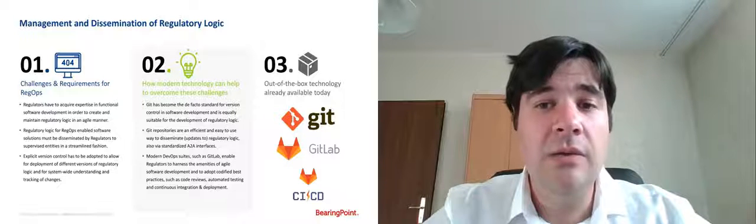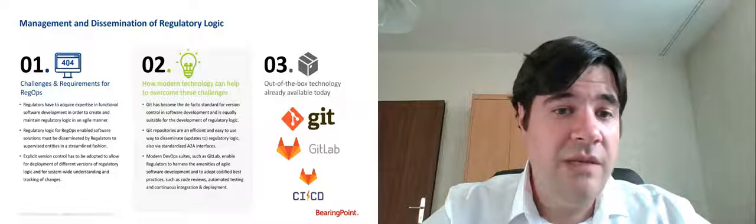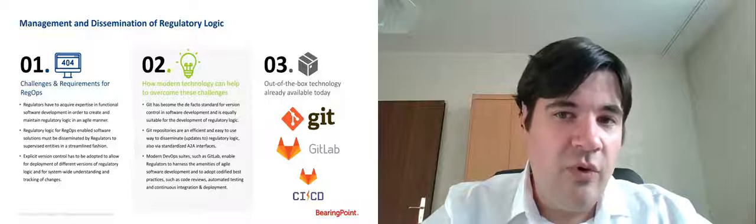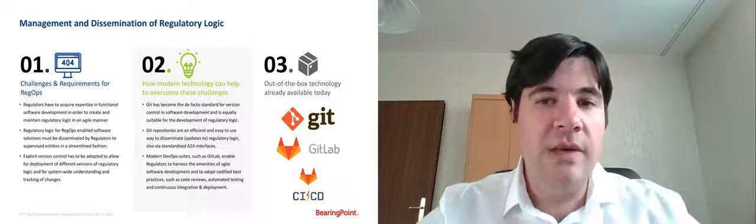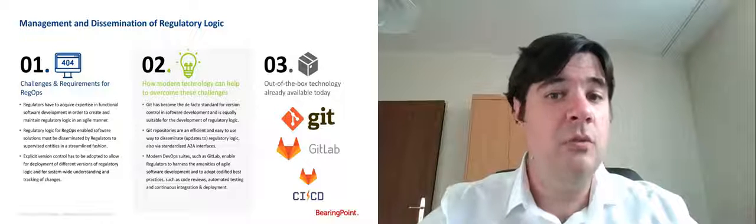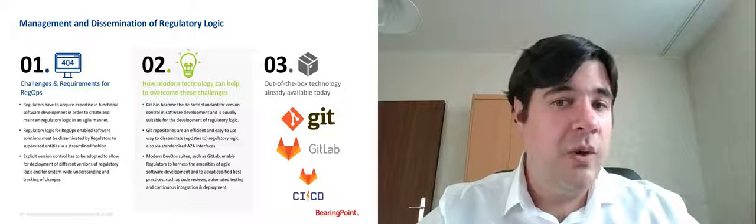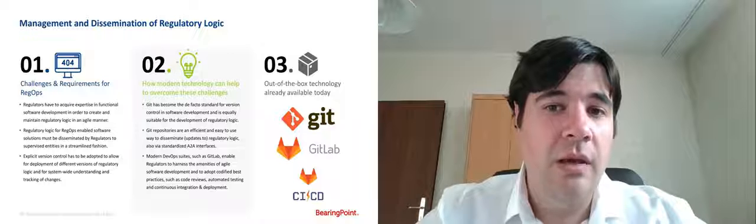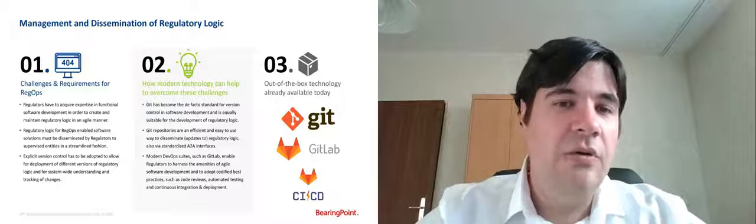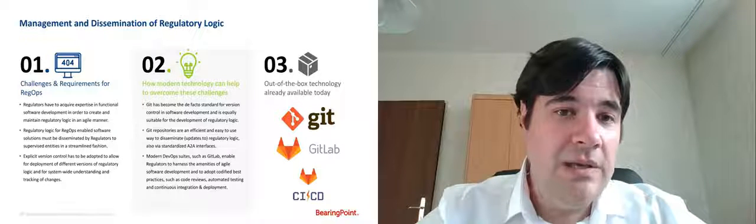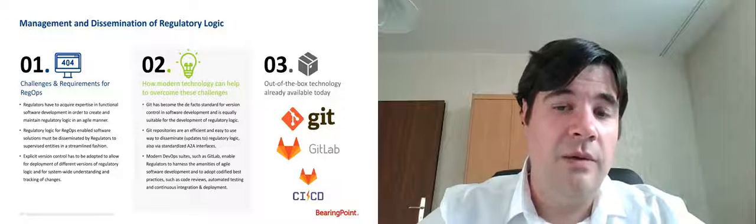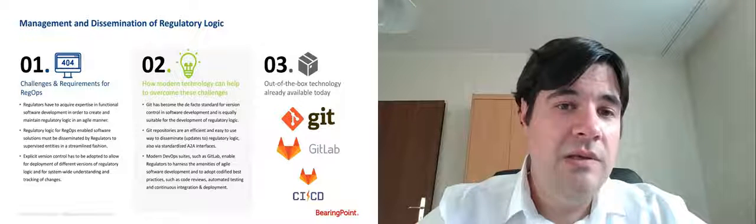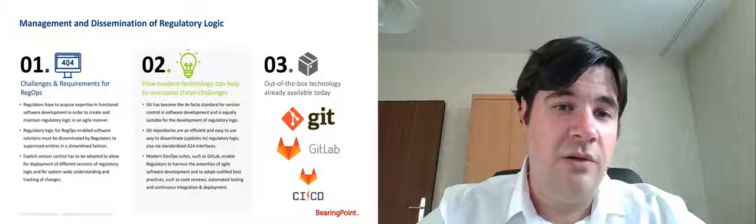We also need to implement explicit version control. So, for example, there could be different versions of reporting modules or ad hoc requests, and market participants need to understand where the differences are and where the changes stem from. But also here, technology is already available. So Git has already become the de facto standard for version control in software development, and we believe that it is equally suitable for the development of regulatory logic.